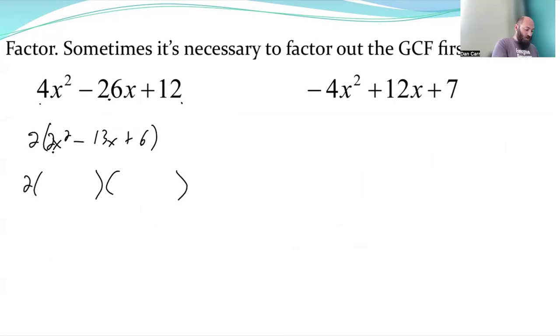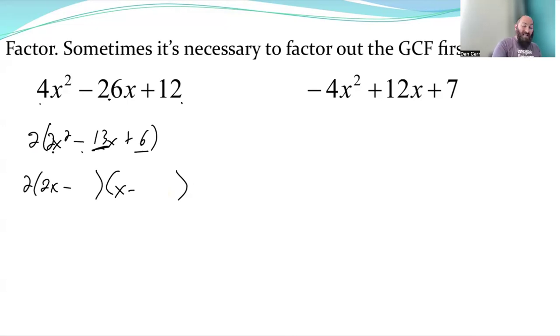So 2x squared has to come from 2x and x. And here's where the guessing and checking might be a little bit longer. With 6, with a positive and a negative, we know it's two negative numbers. But we can also have this be multiple things. It could be negative 1, negative 6. It could be 6 and negative 1. It could be 2 and negative 3. Or it could be 3 and negative 2. So we have to be careful with that one with our guessing and checking.